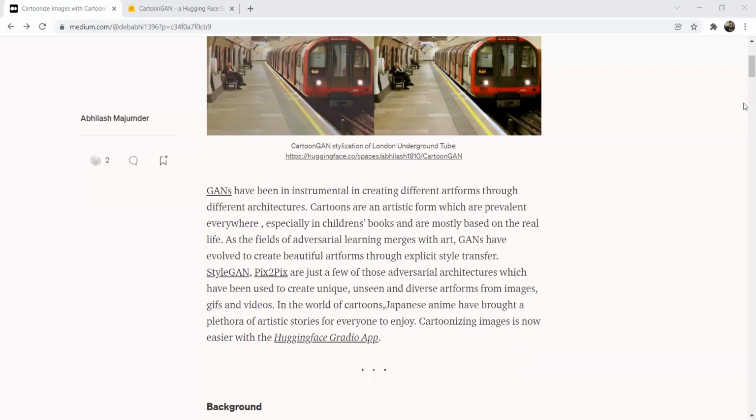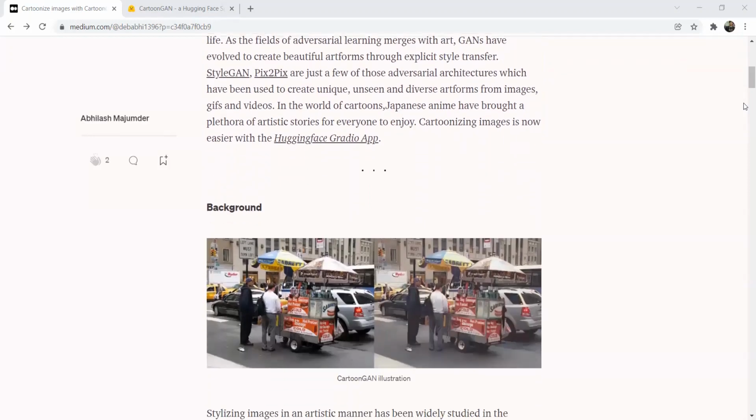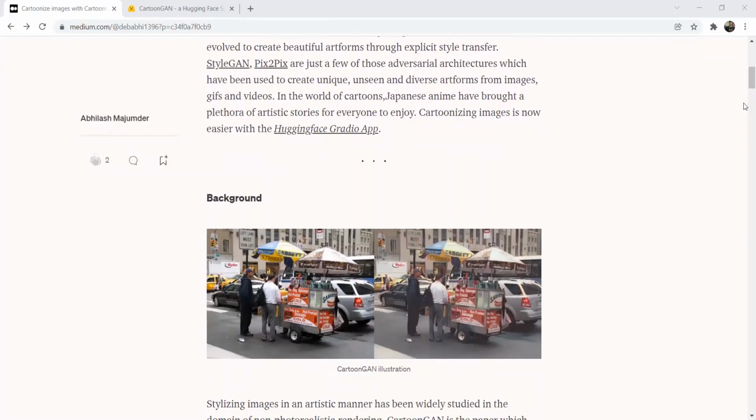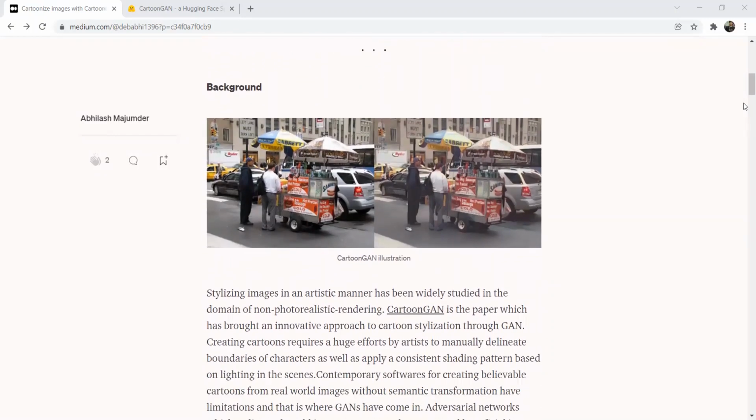Cartoonizing images is now much easier with the help of the Hugging Face Gradio app, which I've built, and we'll be looking into that towards the end of this demo. Before we go into the background behind the research of the CartoonGAN architecture, we are going to understand a little bit about styling images and why it is important.